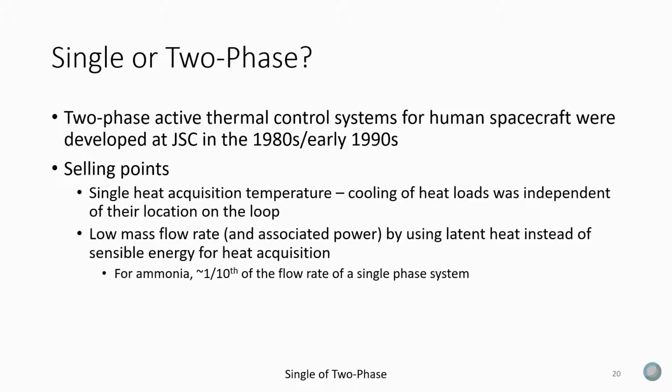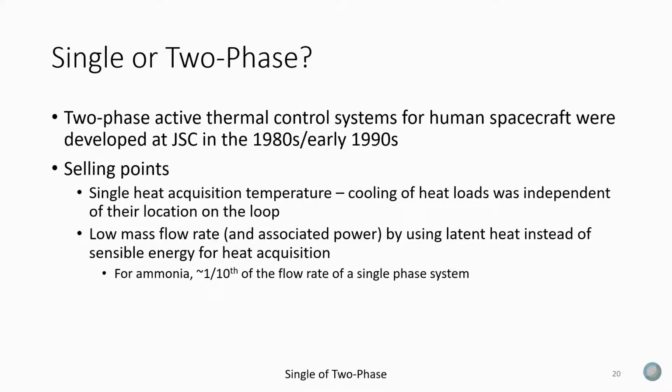Within my branch, the branch that I joined, they had sold two-phase systems as saying, hey, these are great. Any place you're on the loop, you can get the same acquisition temperature. So wherever you are, we're going to send you saturated fluid and you get that same acquisition temperature. And that's great. And you've got a lower mass flow rate, because you're using the latent heat instead of the sensible energy. The selling point was you need about 1/10 of the flow rate of a single phase system.